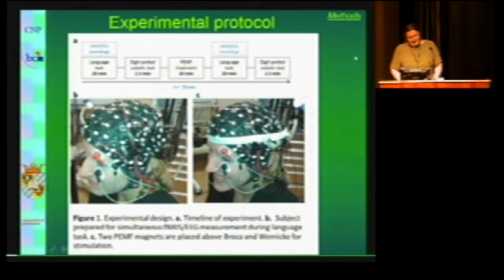On slide B, you can see a subject hooked up to all kinds of wires. So basically, we are measuring EEG simultaneously with NIRS, near-infrared spectroscopy. These are the NIRS optodes, and you can see here also the EEG optodes, 32 EEG optodes. And this is how the actual experiment looks.